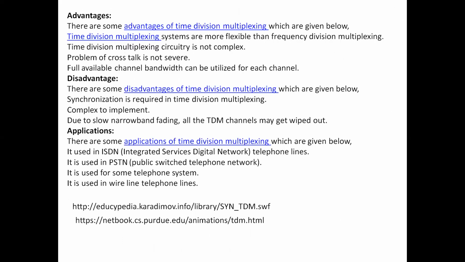Advantages. There are some advantages of time division multiplexing, given below. Time division multiplexing systems are more flexible than frequency division multiplexing. TDM circuitry is not complex. The problem of crosstalk is not severe. The full available channel bandwidth can be utilized for each channel in a given slot.